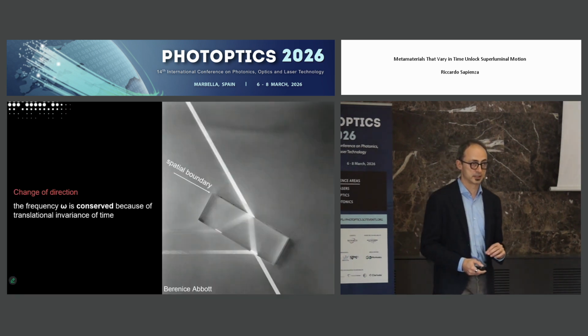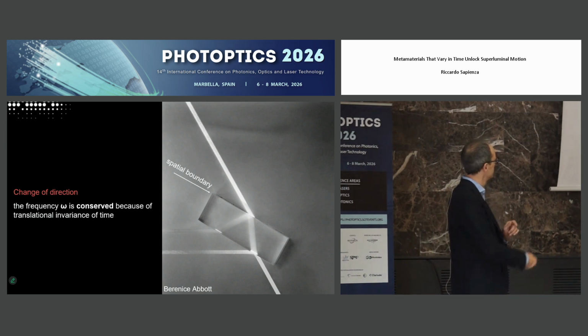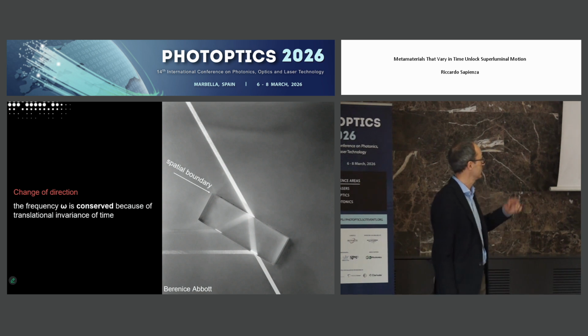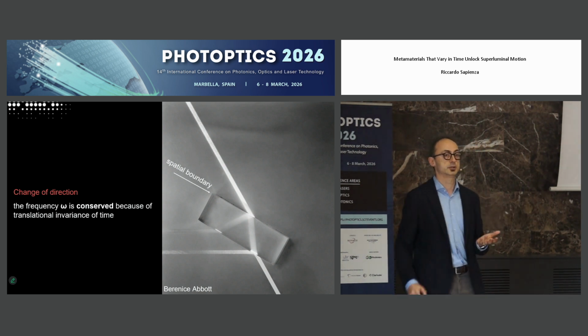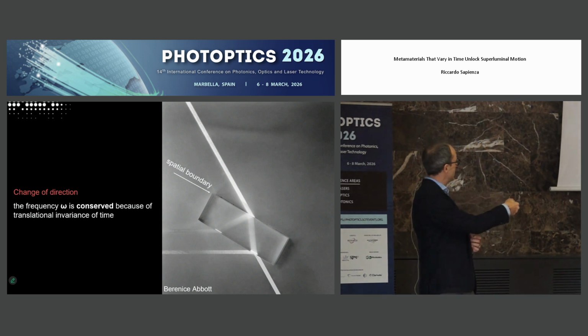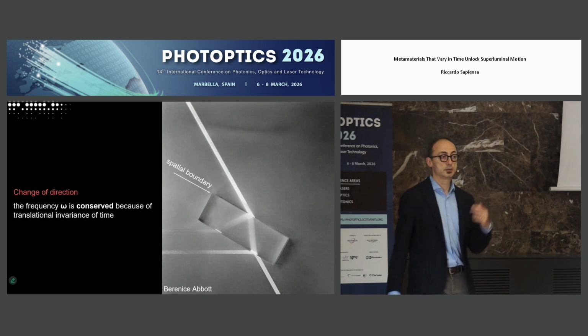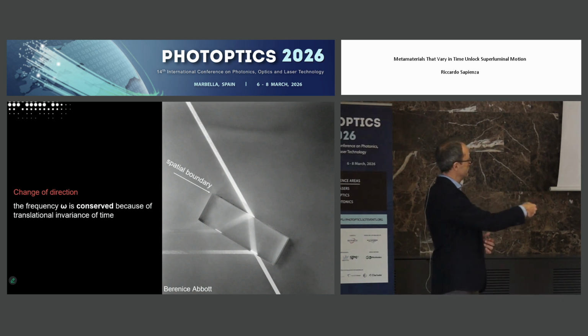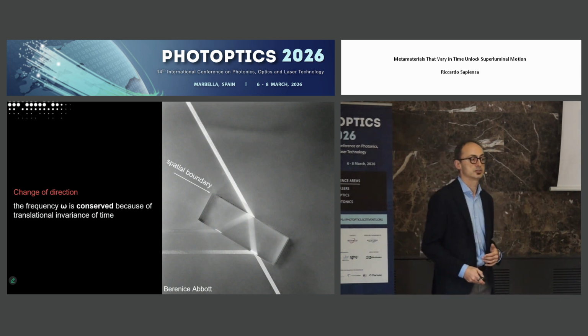Let me start with something that is very familiar to all of us. We send light through a material boundary, like a piece of glass, like here. And we all know that light will change direction and will not change frequency. And we are very happy with that. It's very intuitive. The reason behind it is that we have a system that is temporally translational invariant, so frequency has to be conserved. Instead, we are breaking the spatial invariance with the surface, and so direction is not conserved.